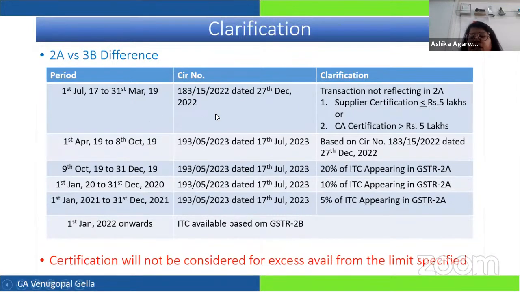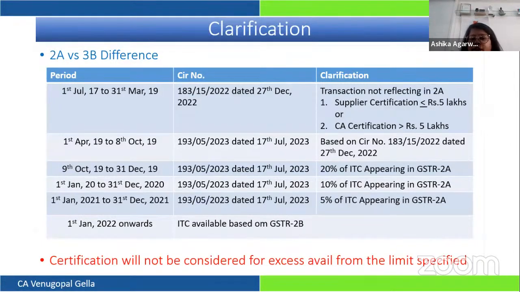which says that if a transaction is not reflecting in 2A, then you can furnish the copy of invoices. You can furnish a certificate from the supplier saying that yes, this transaction has actually happened between them. And by mistake, it may be a case that he might have shown B2B as B2C, and he has duly discharged the tax on the same. Based on this certificate, your officer will allow you the ITC, but this certificate, if it is below 5 lakh, if it is above 5 lakh, CA certificate is required. From 1st July 2017 to 8 October 2019, this is what has been prescribed.